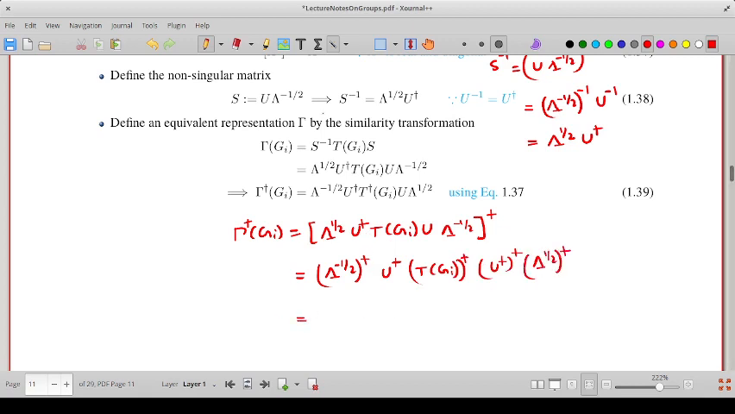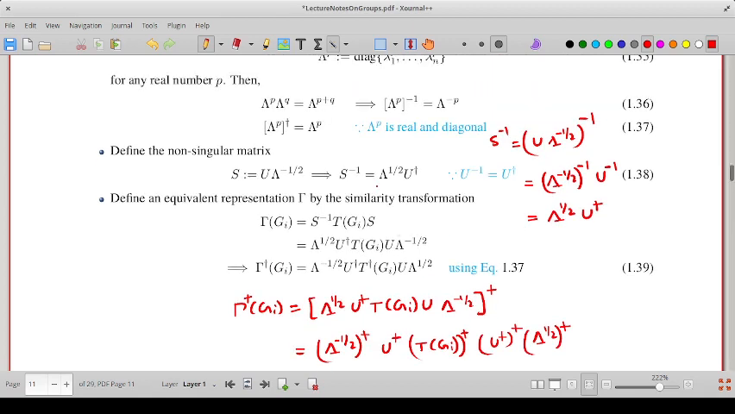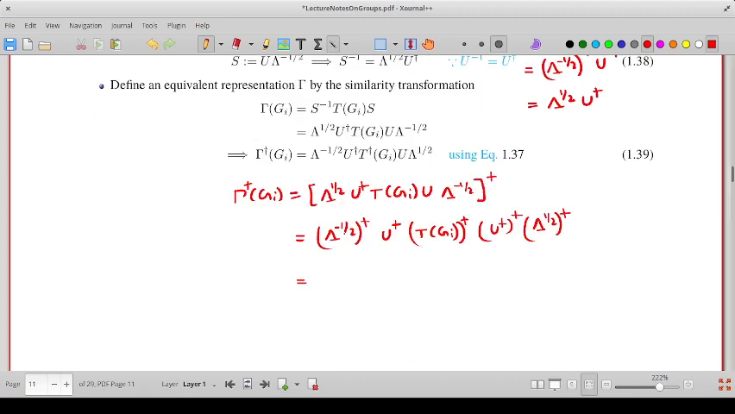But as we have shown earlier, gamma to the power p dagger is simply gamma to the power p. So this will be simply gamma to the power minus half. This is U dagger. Then this is T dagger gi. U dagger dagger is U. And gamma to the power half dagger is gamma to the power half. And this is exactly this result.